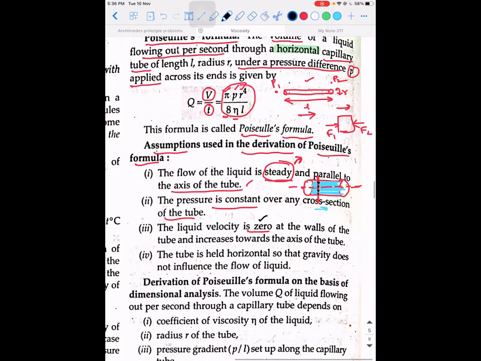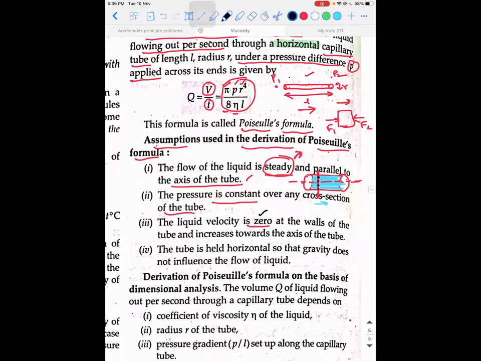So we know one concept, right? When we saw the cause of viscosity, the fluid which is in contact with the fixed surface will have how much velocity? It will be 0, sir. It should be at rest. 0. That is what they're saying. The liquid velocity is 0 at the walls of the tube. So this is one of the walls of the tube. This is another wall. So both the walls of the tube are fixed, right?